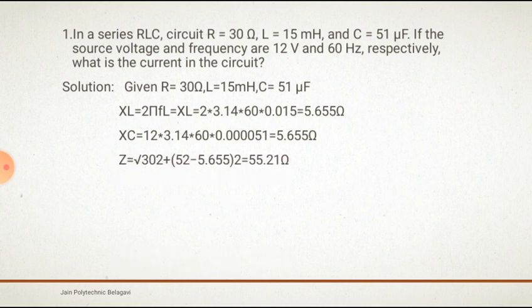Z is equal to, if we solve this, we will get 55.21 ohm. I is equal to V by Z. I is equal to 12 divided by 55.21. If we solve this, we will get I is equal to 0.217 amp. If we convert it in milliamp, I is equal to 217 milliamp.